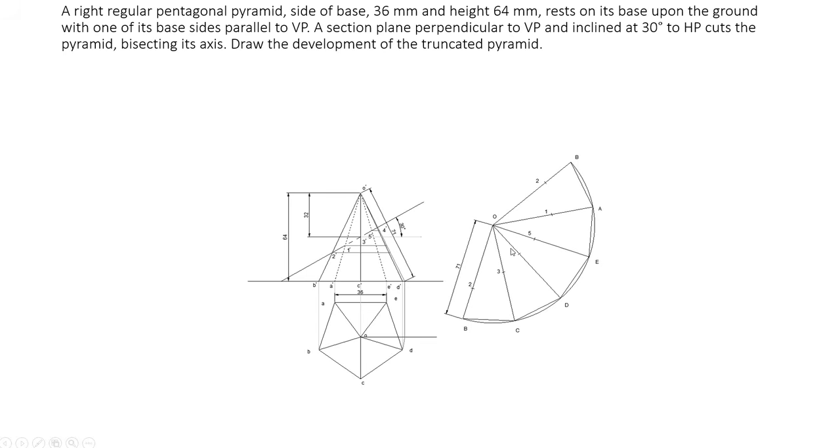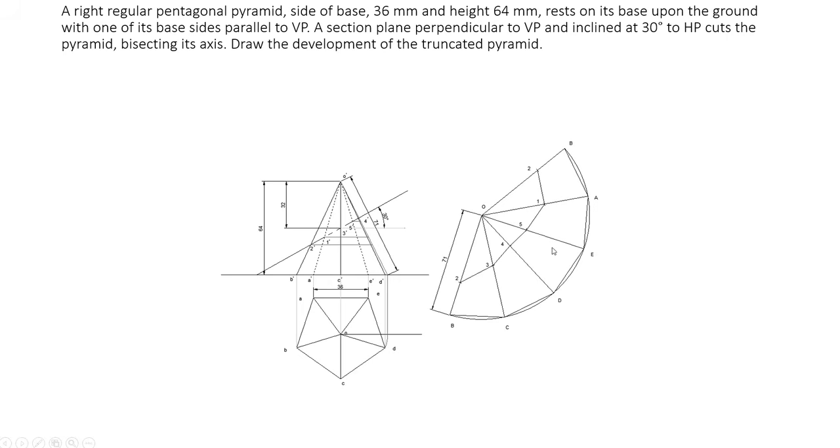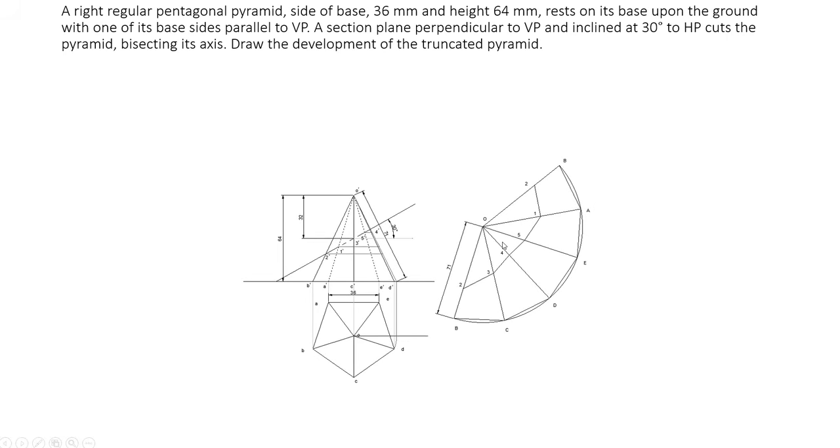Next is 5. You project 5 to this true length line. Now the distance from here to here, you mark on the line OE. Now next, 1 is on the line OA. So project 1 dash to this line. This distance you mark on the line OA. So you will get some points here. Now connect those points using a straight line.